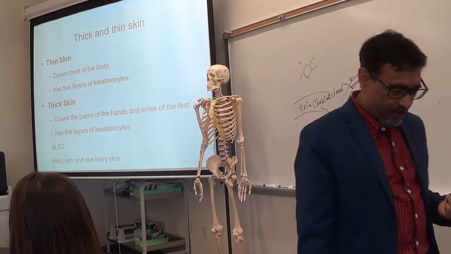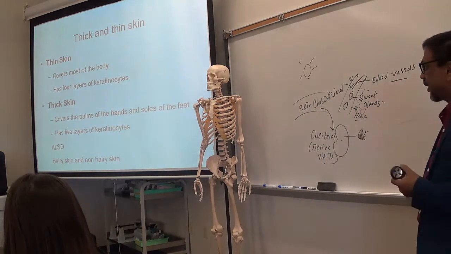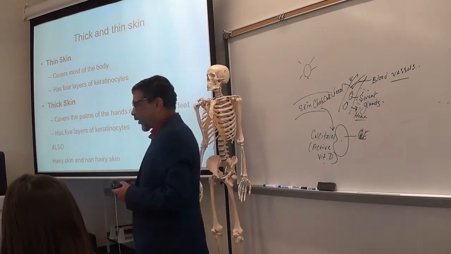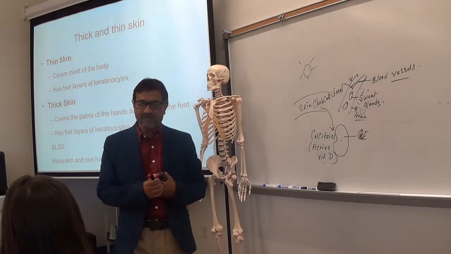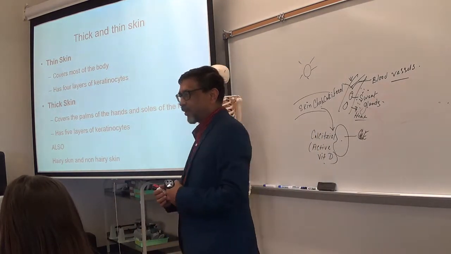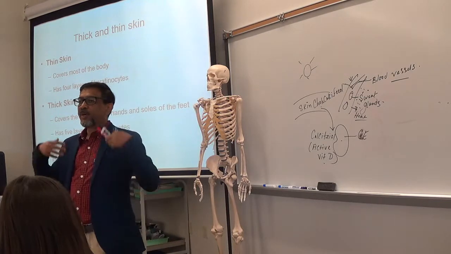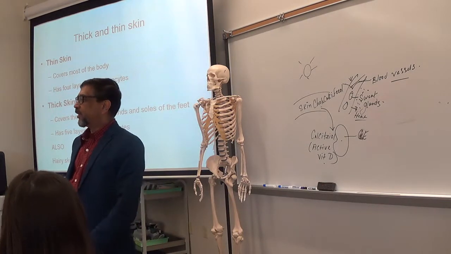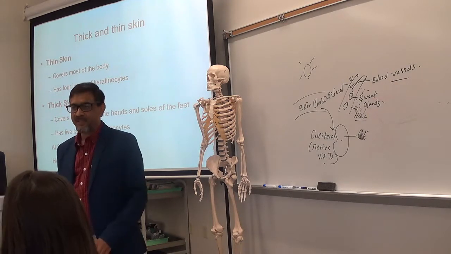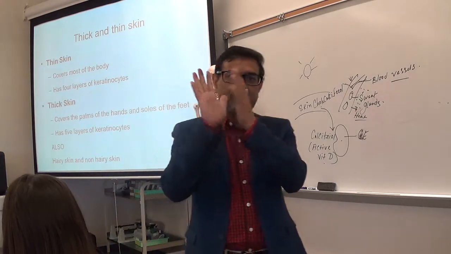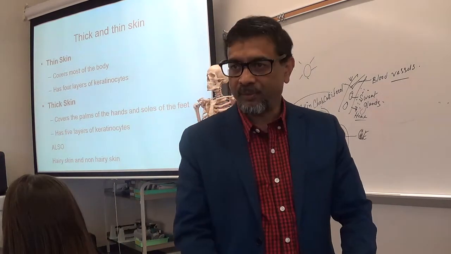Now we'll talk about the structure and types of skin. In your body, you have two types of skin, thick skin and thin skin. Most of your body is covered by thin skin. Only in a few locations do you have thick skin. Where do you have thick skin? Palms, right? And the soles of the feet.